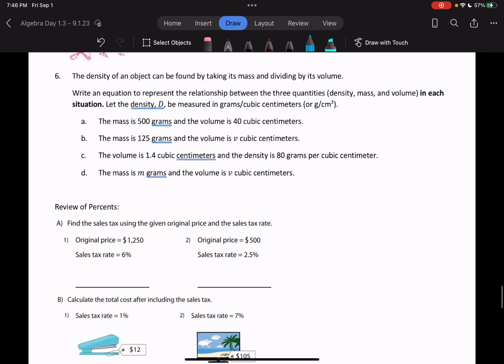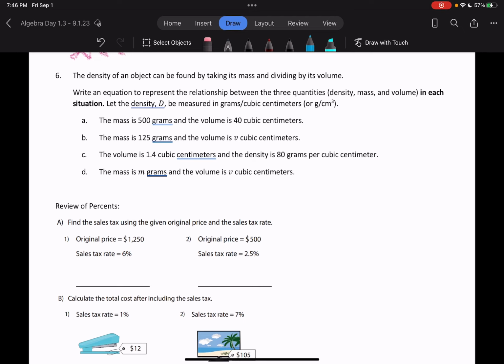All right. Number 6, the density of an object can be found by taking its mass and dividing by its volume. Right there, it's giving us really key information. Taking its mass and dividing by its volume gives us the density of an object. So, if the mass is 500 grams, that's going to go in the numerator where the M is, divided by 40 cubic centimeters.